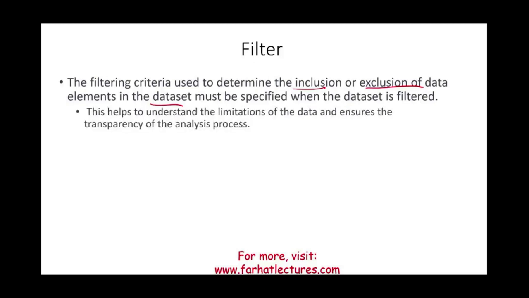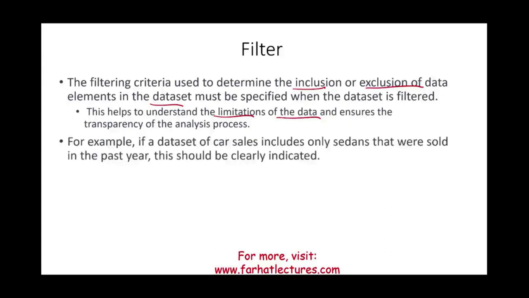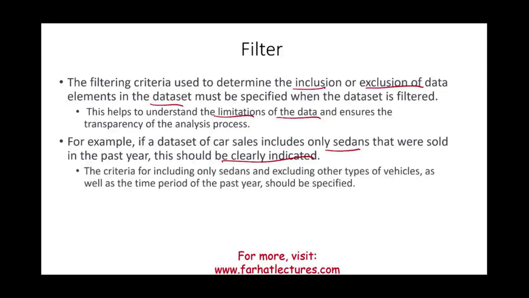This helps to understand the limitation of the data and ensure the transparency of the analysis process. So we have to let them know if we filtered anything out. For example, if a data set of car sales includes only sedans that were sold in the past year, this should be clearly indicated to show it was filtered, or that we're talking about only sedans. The criteria for including only sedans and excluding others, as well as the time period of the past year, should be specified. So with the data, you have to be very specific.